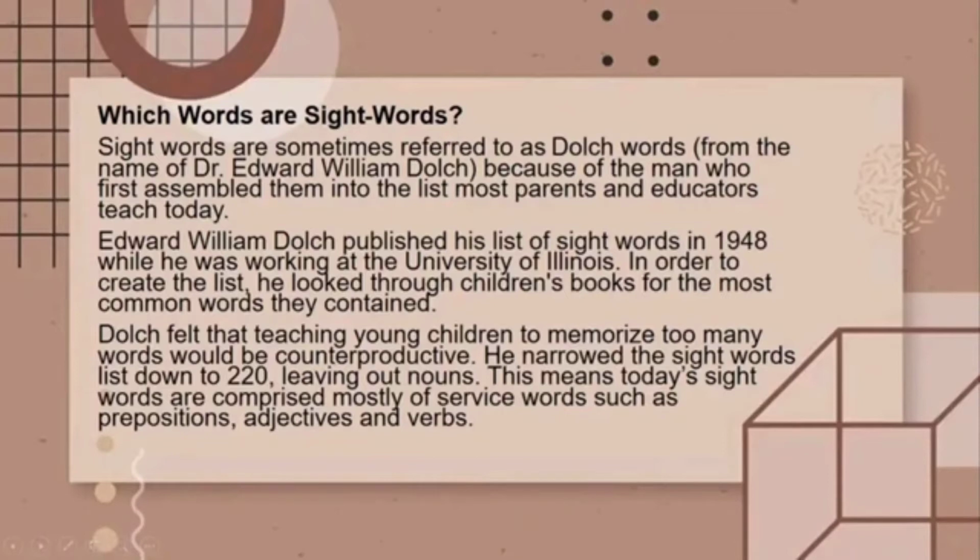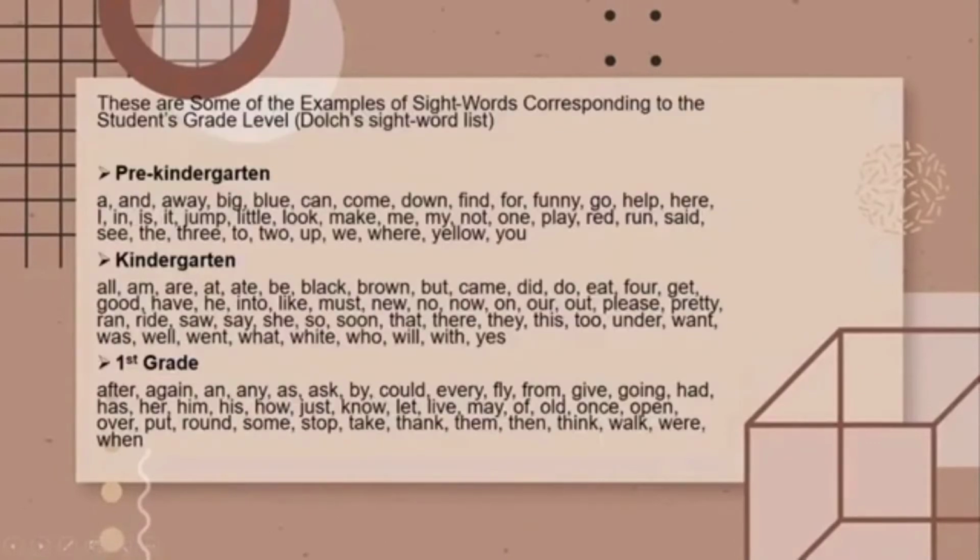Dolch felt that teaching young children to memorize too many words would be counterproductive. He narrowed the sight words list down to 220, leaving out nouns. This means today's sight words are comprised mostly of service words such as prepositions, adjectives, and verbs. So these are some of the examples of sight words corresponding to the student's grade level, based on Dolch's sight words list.